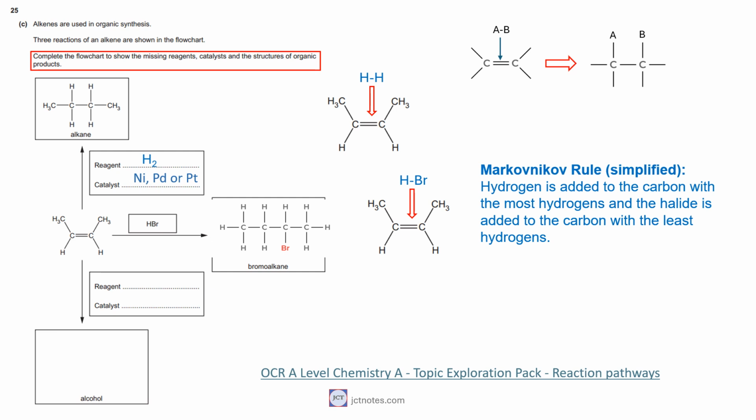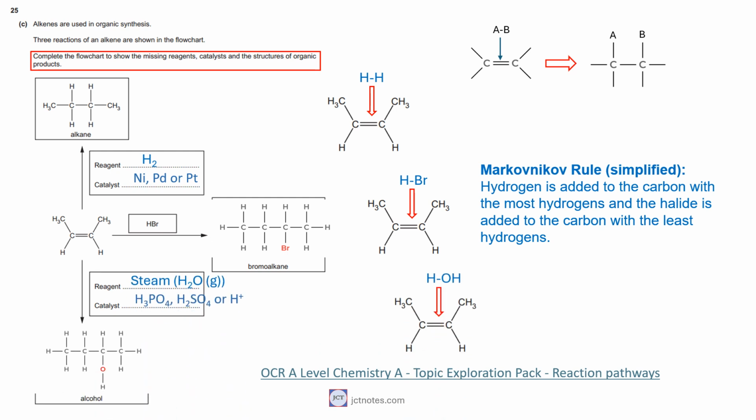We finally have the formation of an alcohol from the alkene. This is done via steam. If you put water, indicate that it is water gas, otherwise you might lose marks. With the presence of acid, typically phosphoric acid, but sulfuric acid or simply H+ are allowed in the marking scheme. As in the case of hydrogen bromide, due to the symmetry of the molecule, we have only one product and Markovnikov's rule does not apply.